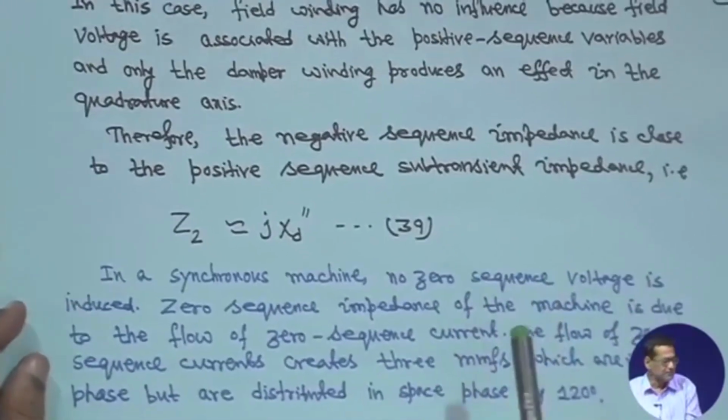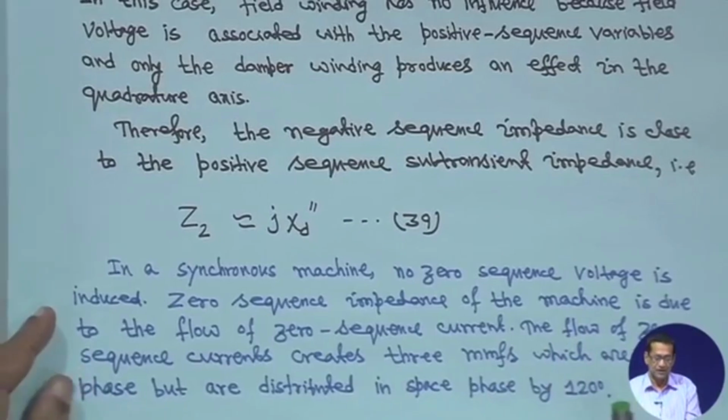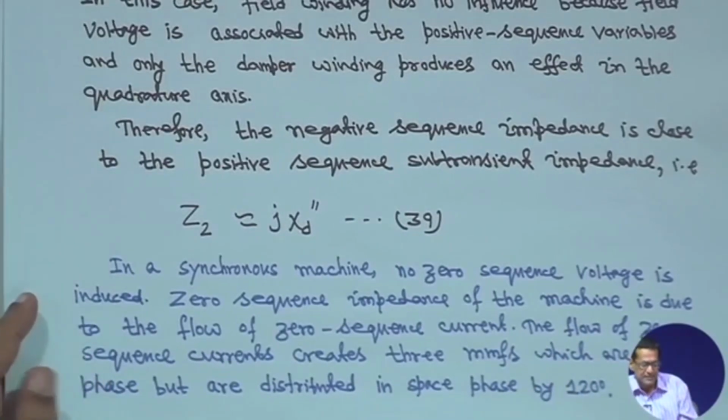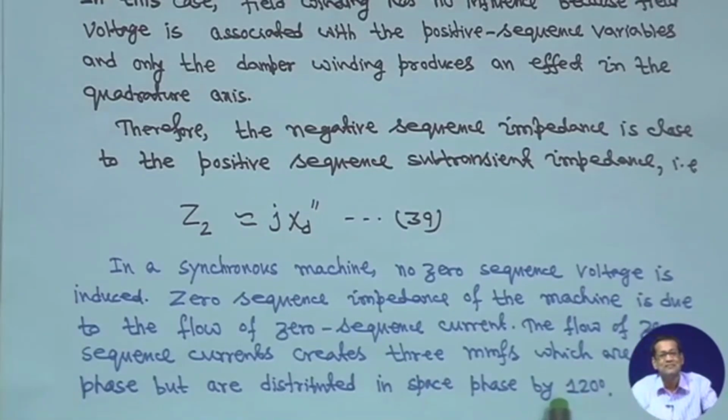And in a synchronous machine no zero sequence voltage is induced. So, the zero sequence impedance of the machine is due to the flow of zero sequence current. The flow of zero sequence current creates 3 MMFs which are in time phase, but are distributed in space phase by 120 degrees. That means the resultant is 0.